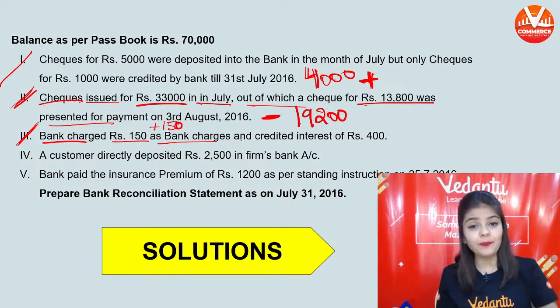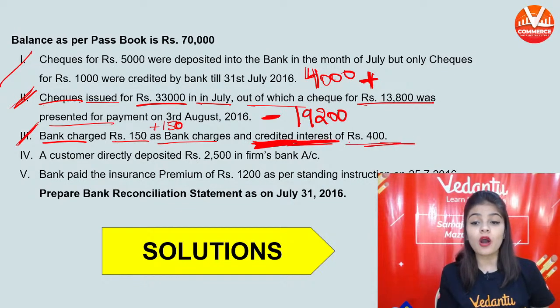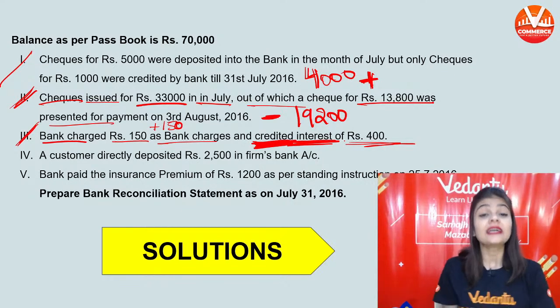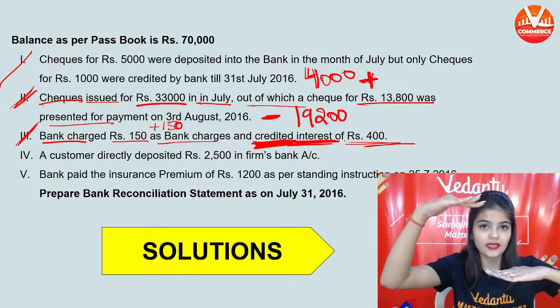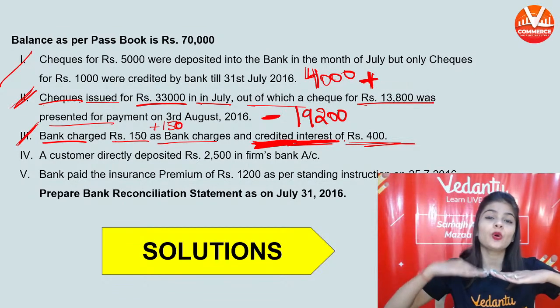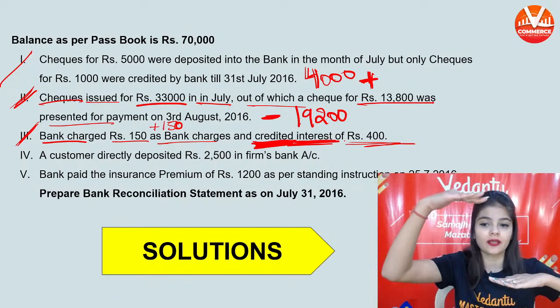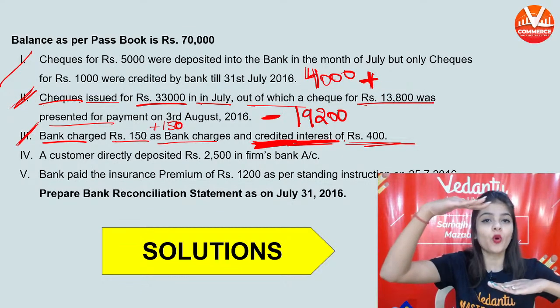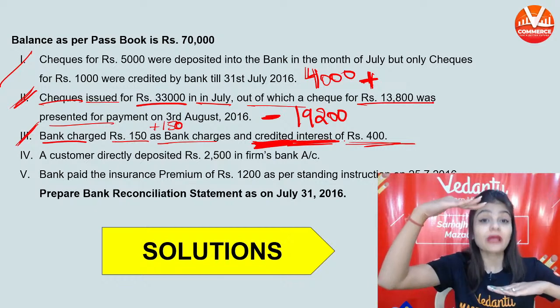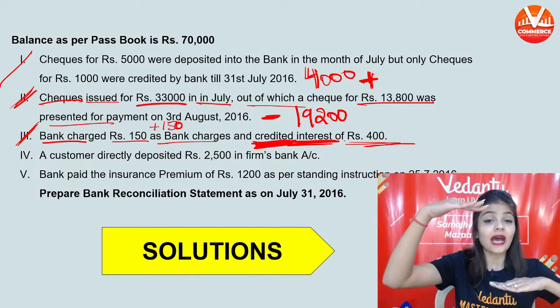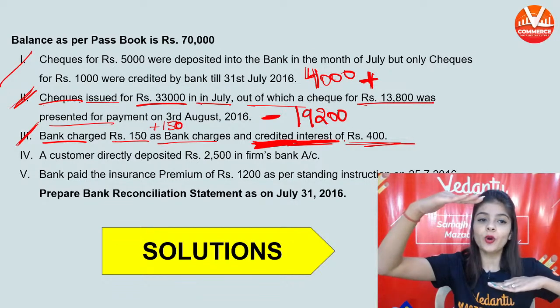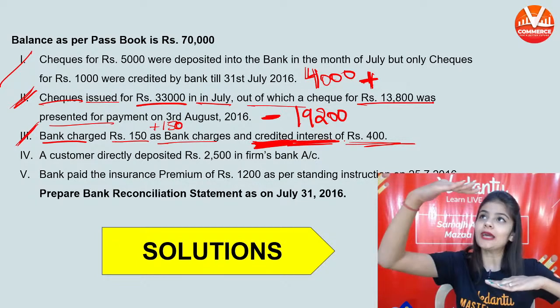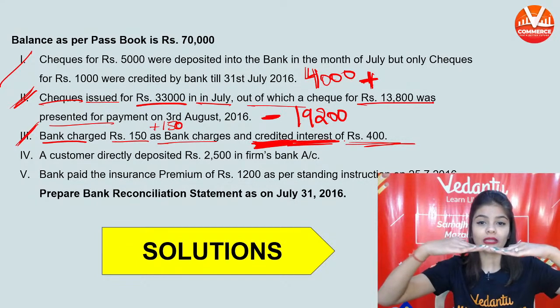And in the same point, there is one more point. Bank credited interest of 400. Credit of bank means passbook has been increased. So passbook is increased by 400 because बैंक को interest मिला है. अब आप क्या करोगे passbook में? You have to make changes in passbook. So in passbook you will subtract. क्या करोगे? माइनस कर दोगे to make it equal.